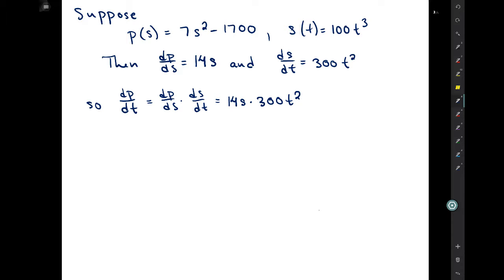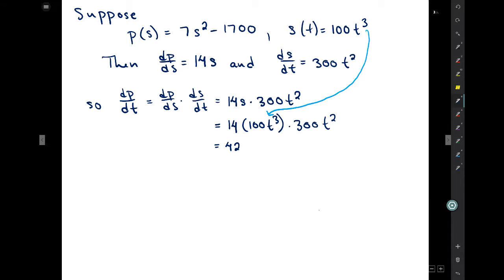we really want to replace that s. Well, but s is 100 t cubed, right? This was this up here. S was 100 t cubed. And so we can substitute that in. And so what we see when we simplify this is we end up getting 420,000. Lost track of my zeros. And then t to the fifth.